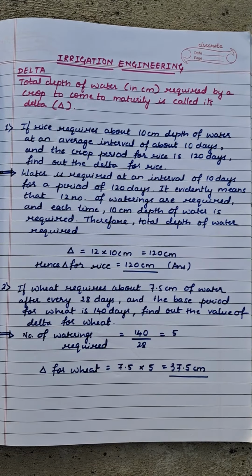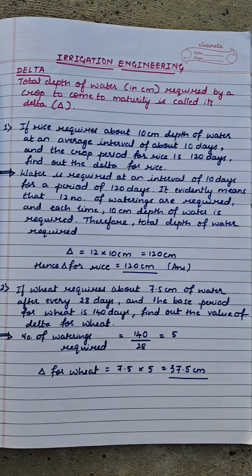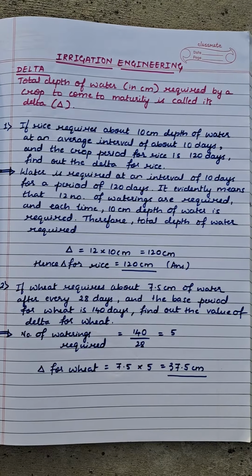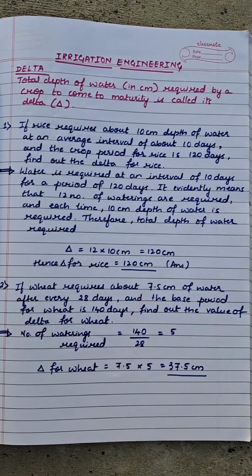Hello everyone. Today let us discuss irrigation engineering. An important term in irrigation engineering is delta.